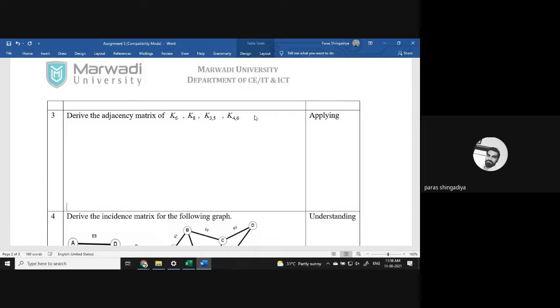Okay. And now question number 3 is also a question on the adjacency matrix, but now the graph is not mentioned here. One of the special graphs is given. Special graph means a complete graph, where we can use any number of vertices, or a complete bipartite graph. Then one of the special graphs is the Petersen graph.